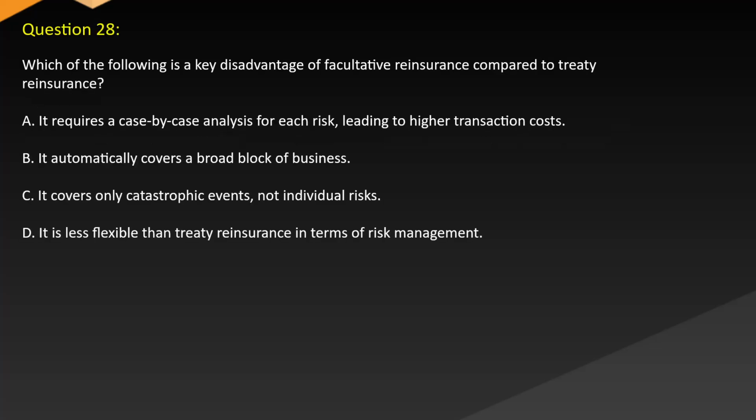Question 28. Which of the following is a key disadvantage of facultative reinsurance compared to treaty reinsurance? A. It requires a case-by-case analysis for each risk, leading to higher transaction costs. B. It automatically covers a broad block of business. C. It covers only catastrophic events, not individual risks. D. It is less flexible than treaty reinsurance in terms of risk management.